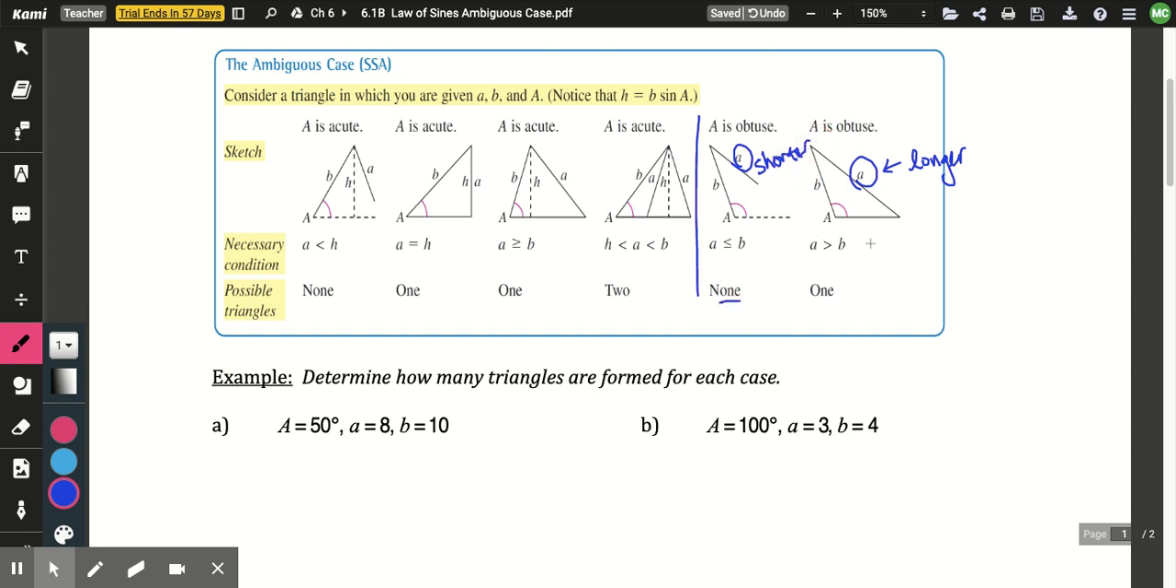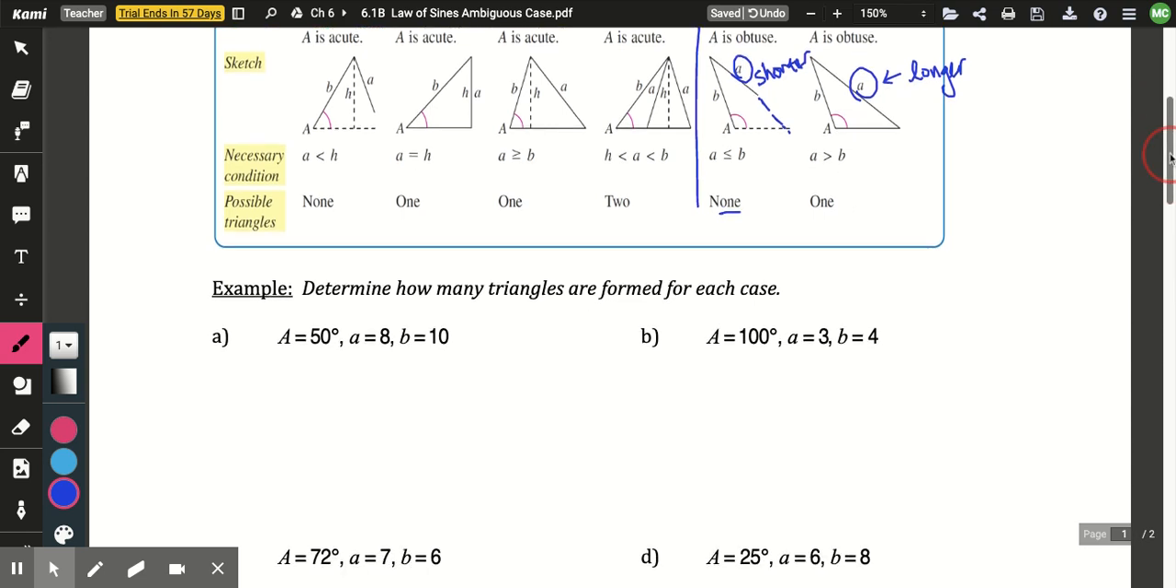So that's a case that I just kind of like to go over first because that one kind of makes sense. If this angle is obtuse and the side that's across from it is shorter than this side over here, then it's not going to be long enough to make it all the way down here to actually form the triangle. It would have to be longer than the side that's next to it.